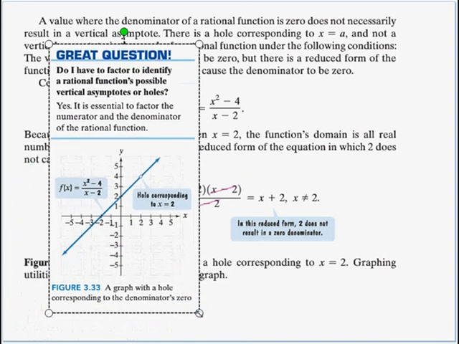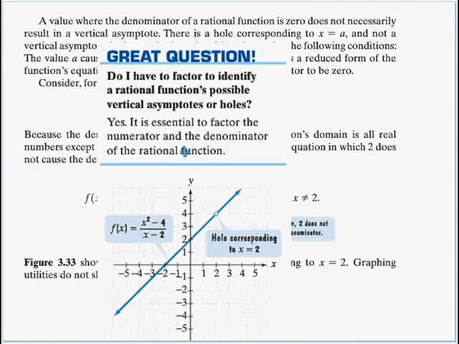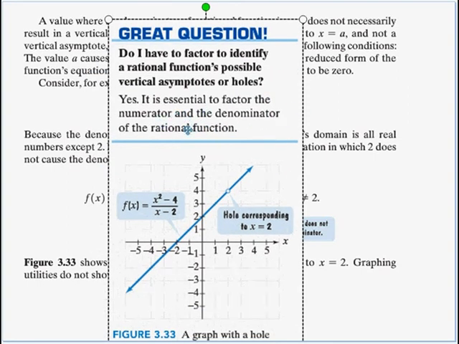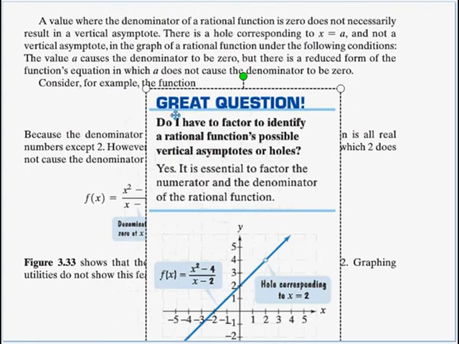So here's our great question. Do I have to factor to identify a rational function's possible vertical asymptotes or holes? Yes, it's essential to factor the numerator and denominator of the rational function. So here's our original function, and we know at the x value of 2, something's going on with the graph. Well, in this case, it's just a hole in the graph. It's not an asymptote because we could factor and cancel that x value away.